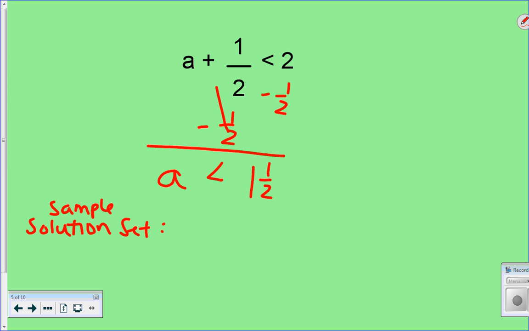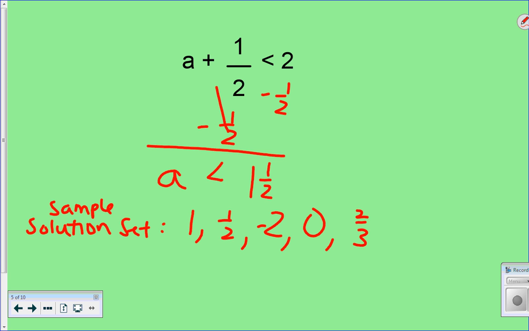Is that what you guys got? A is less than 1.5. What are some things that A could be? 1, half, -2, 0, 2/3. See a solution set? Anything less than 1.5 will make this true.